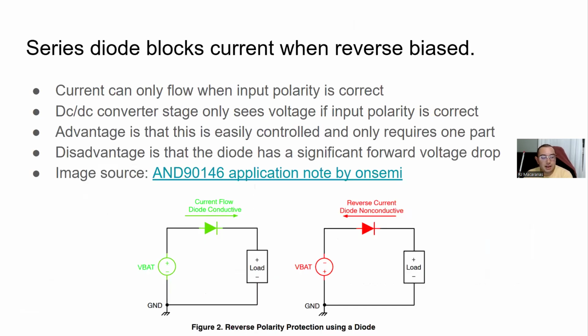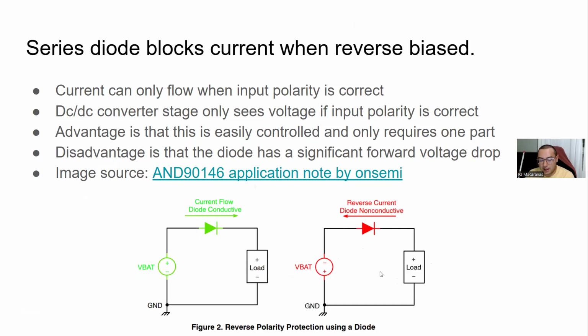So again, here's the series diode reverse polarity protection circuit and how it operates. Here, when this battery voltage is applied properly, you can see that the diode is forward biased and allows current to flow to the load. Whereas if we reverse the polarity on this battery, this diode will be reverse biased and it'll actually not conduct current. So then current will be prevented from going through the load entirely. So this has the advantage of being easily controlled. Again, this is just exploiting the nature of how diodes work in general.